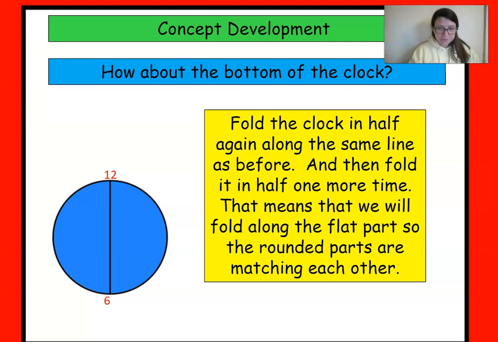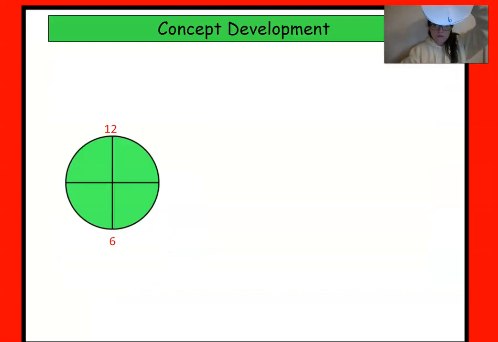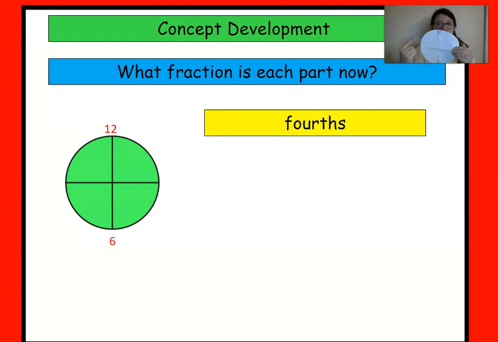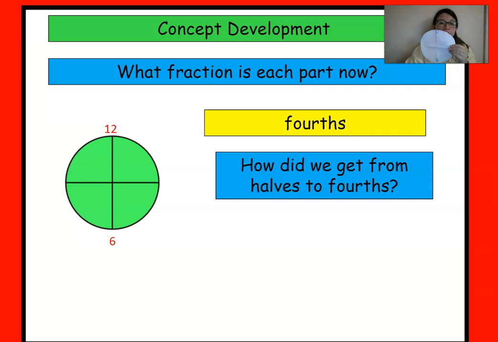Now, you're going to fold the clock in half again. So it looks like this. Okay. So I did that. So I have one fold this way, and then I folded it again. What fraction is each part now? You should have this many parts. What fraction is each part now? If there's 4 parts, one part is 1/4. 1/4, 1/4, 1/4, 1/4. Very good.